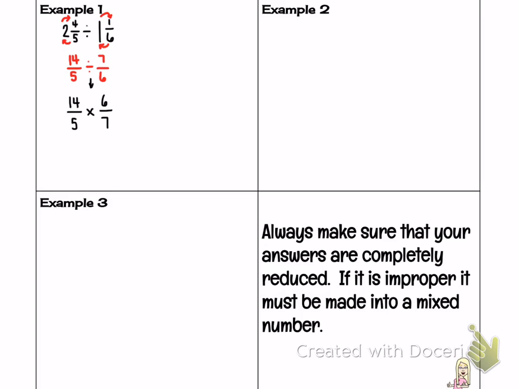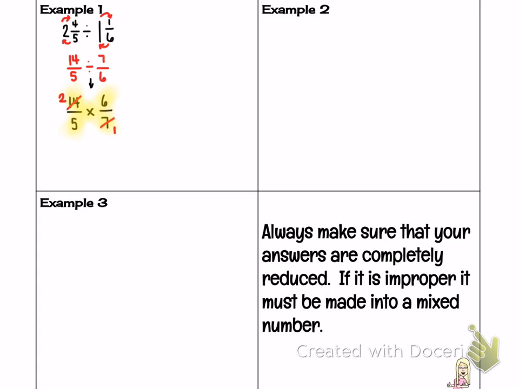Now we can look to see if we have any simplifying. We look at 5 and 6. I don't see anything to simplify in 5 and 6. I have 14 and 7. I know that 7 goes into 7 one time. 7 goes into 14 two times. I check my verticals. 14 and 5, nothing. 6 and 7, nothing. So now I know that I can multiply across.